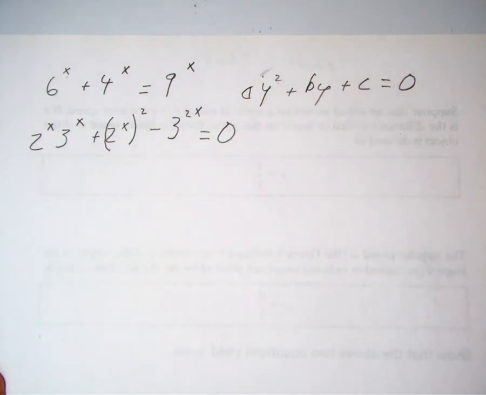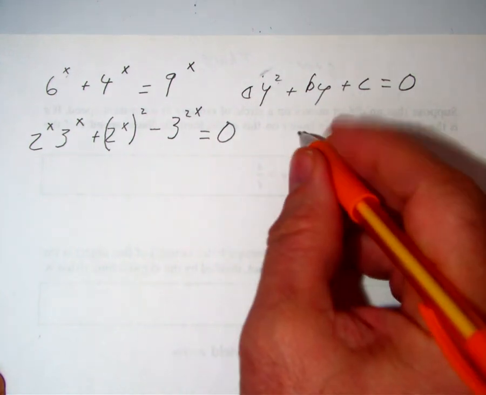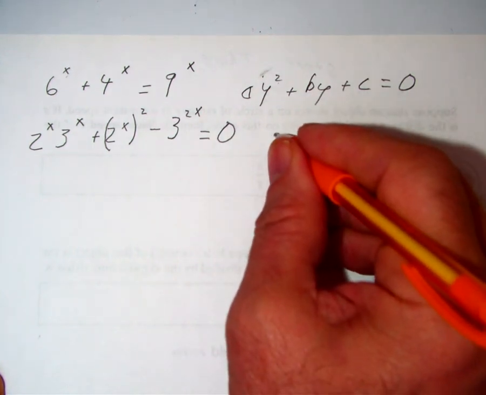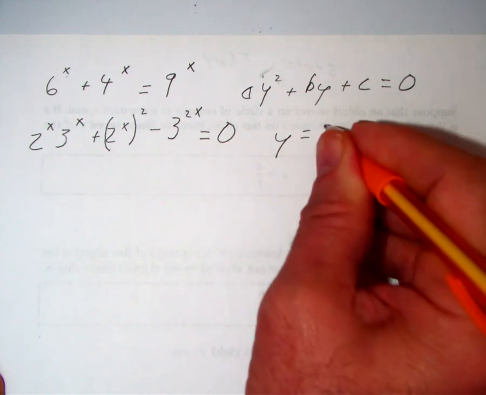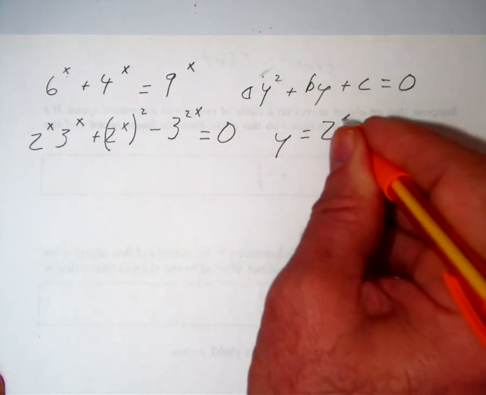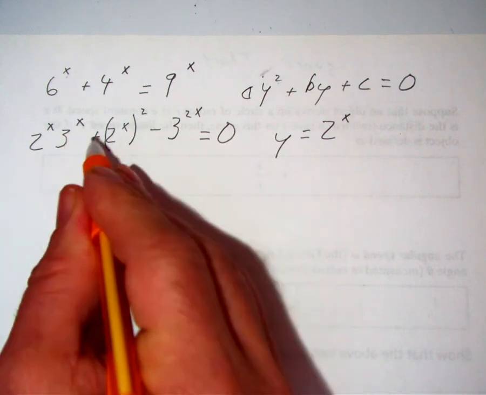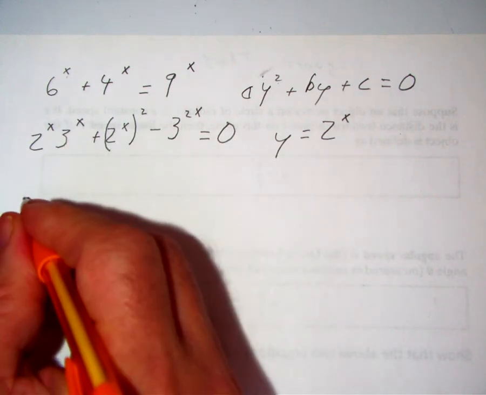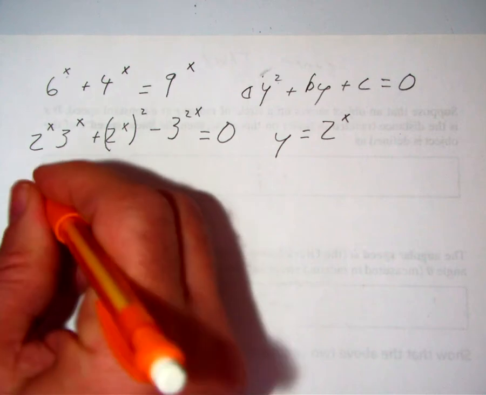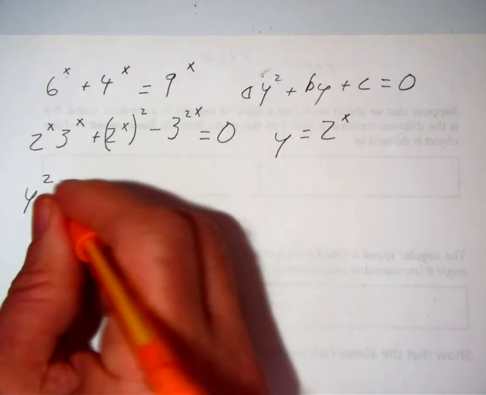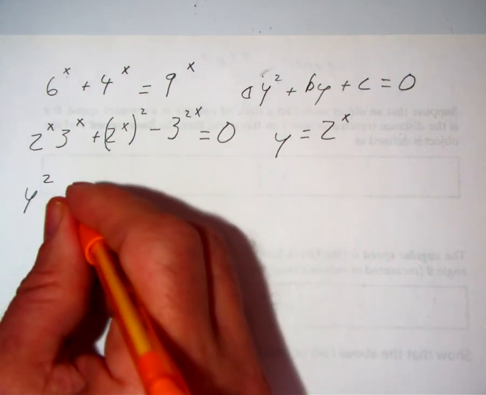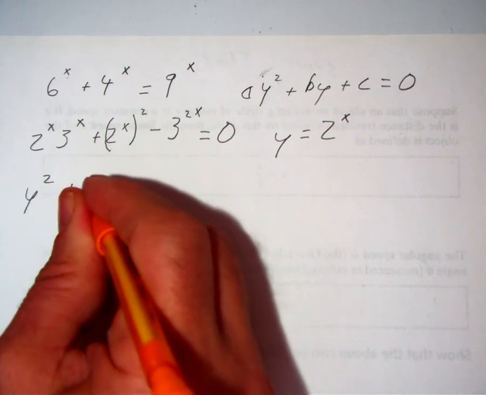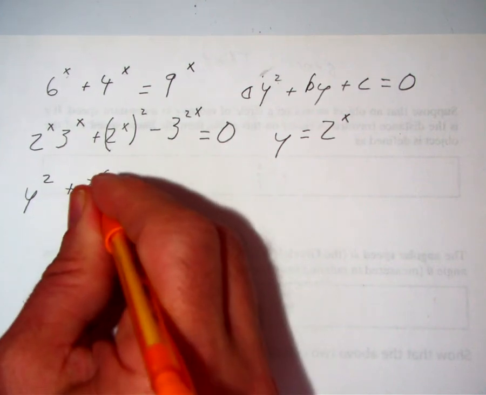And I'm not going to work this whole thing out. I just want to get it set up and then you guys can finish it off because we still need to finish the angle lesson. But in any event, if you allow for the substitution y equals 2 raised to the x, and bring him around to the front, you actually get y squared plus 3 to the x y.